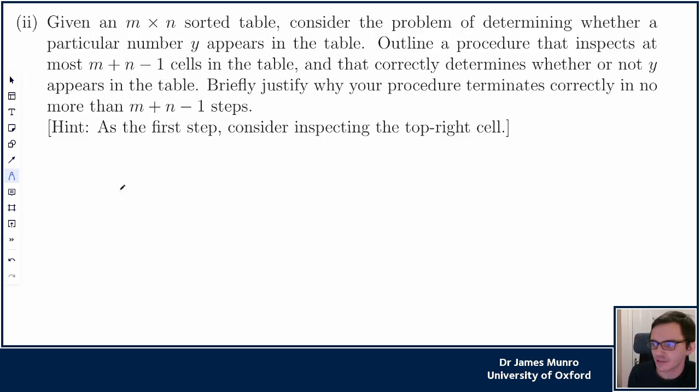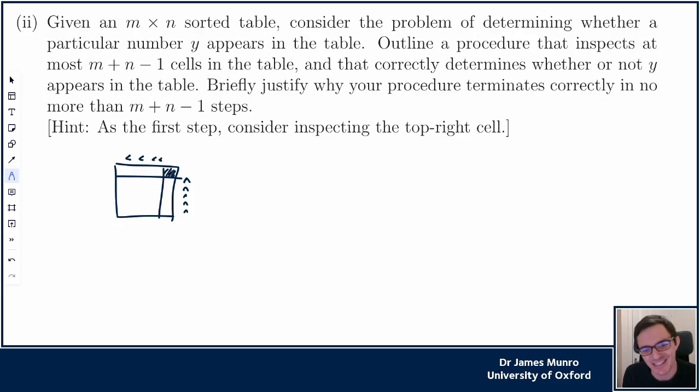There's a hint to look at the top right cell. What do we know about the top right cell? Well, the top right cell is bigger than everything in the row because the row is sorted, and this top right cell is smaller than everything in that column because the column is sorted. So it's sort of in an interesting position that it's bigger than some stuff, it's smaller than some stuff.